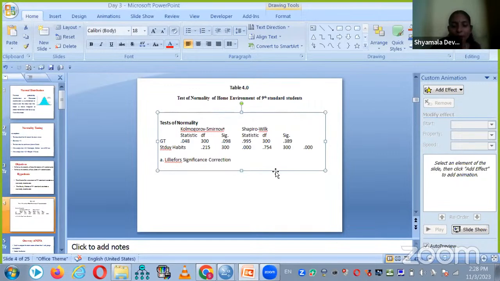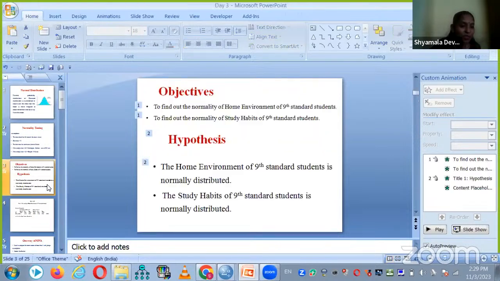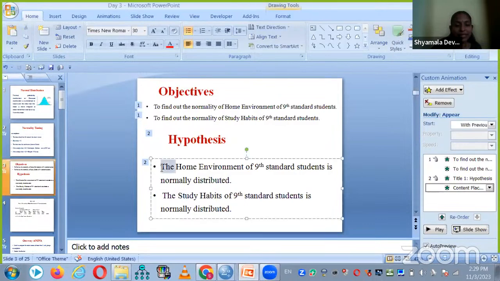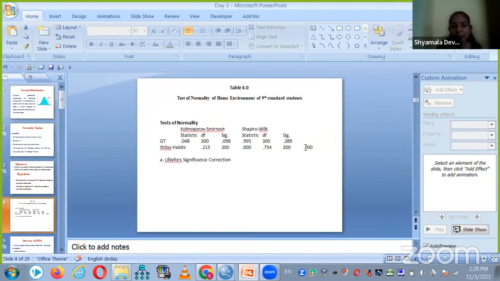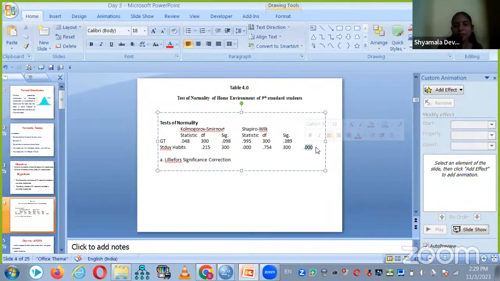So from the above table, it is observed that the significance value for home environment is greater than 0.05. So we have to accept the null hypothesis. Accepting the null hypothesis means the home environment of 9th standard students is normally distributed. Okay. Similarly, for the second one, this is the p-value.